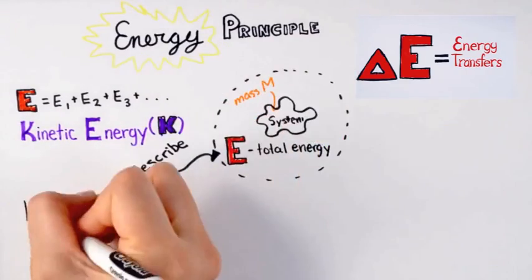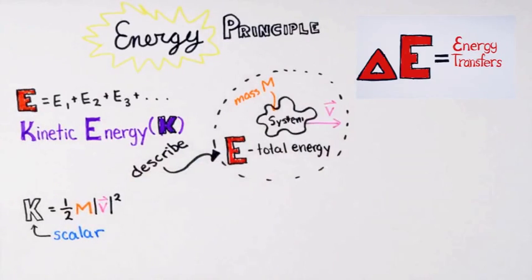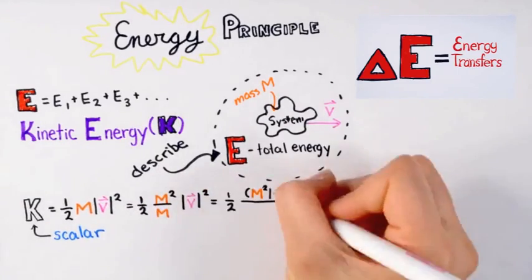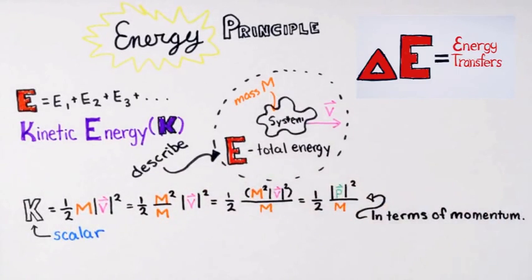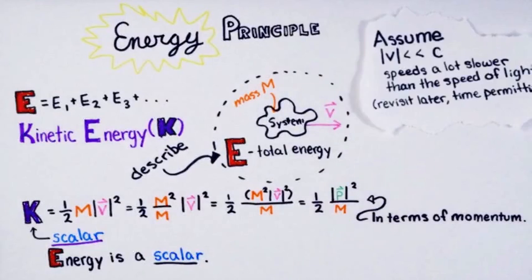When a system of mass m is moving with some speed, then the system has a kinetic energy K given by 1/2 times the mass times the speed squared, which we can also write in terms of the magnitude of the momentum. A couple of notes here. First, energy is a scalar, so let's make sure we don't fall into the trap of trying to write energies using vectors.